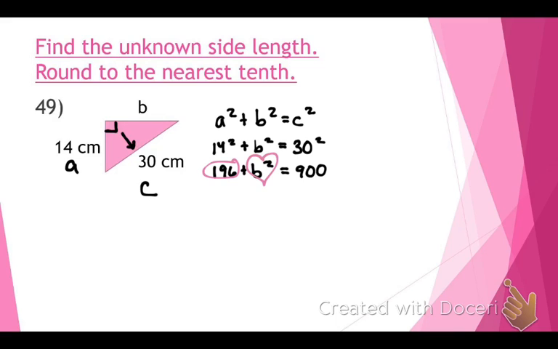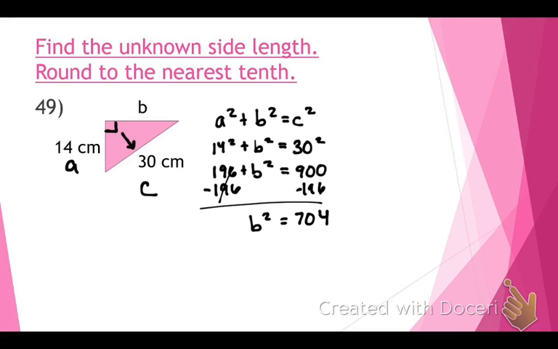Which one do we get rid of first? The 196, because anything that's attached to the variable, we're going to leave it there as long as we can. How do I get rid of that 196? Subtract it on both sides. What do you get? 700 and... Try again. 704. Am I done? No.